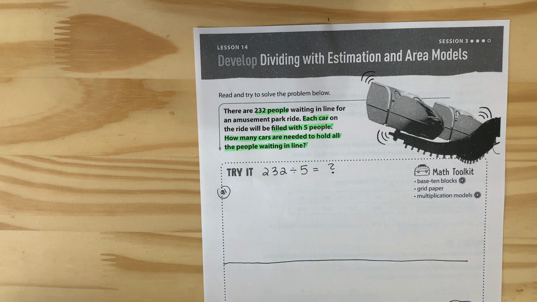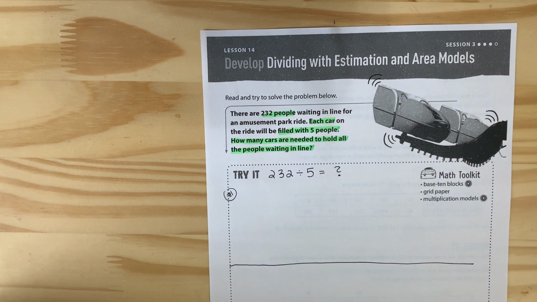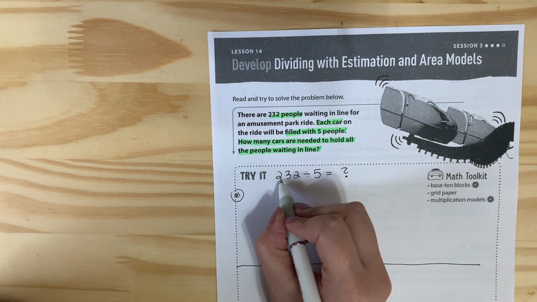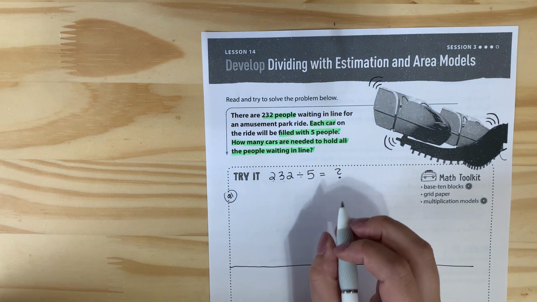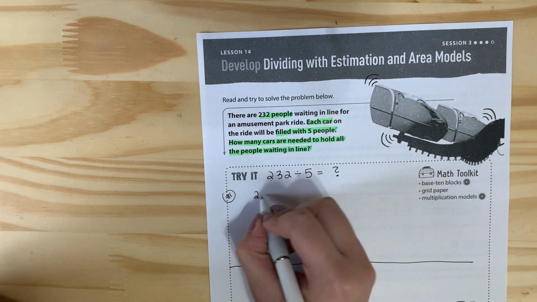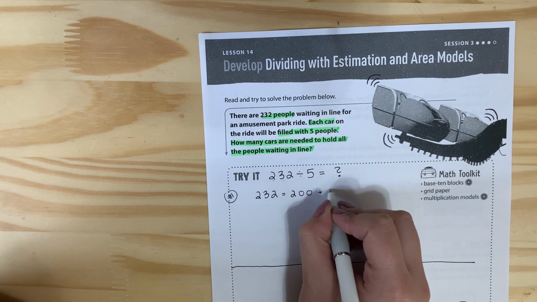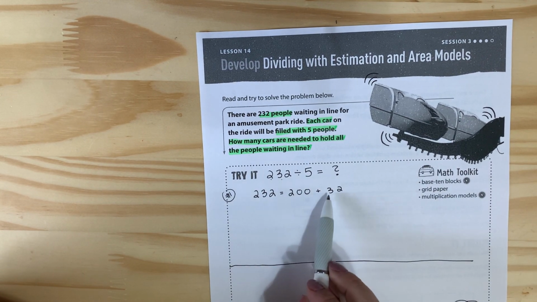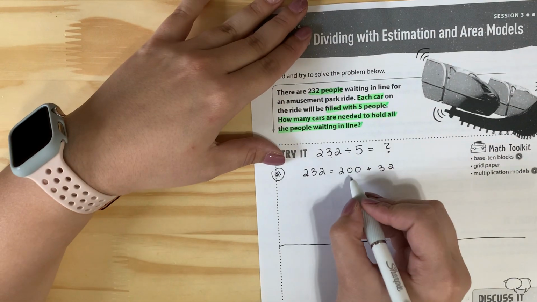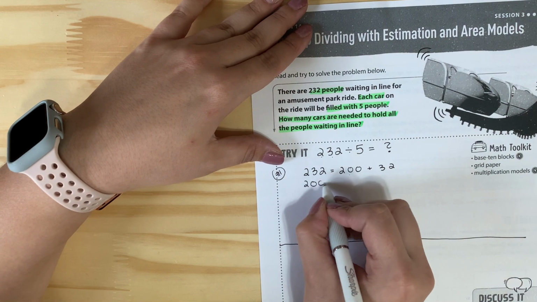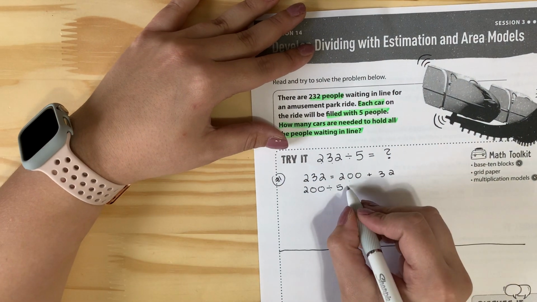So if we have 232 divided by 5, that means we can make this 232 into a 200 to make it easier. So one way we can do it is to say that 232 is equal to 200 plus 32. Makes sense, right? 200 plus 32, 232. Now, 200 divided by 5 is way easier to work with. So 200 divided by 5 is equal to 40.